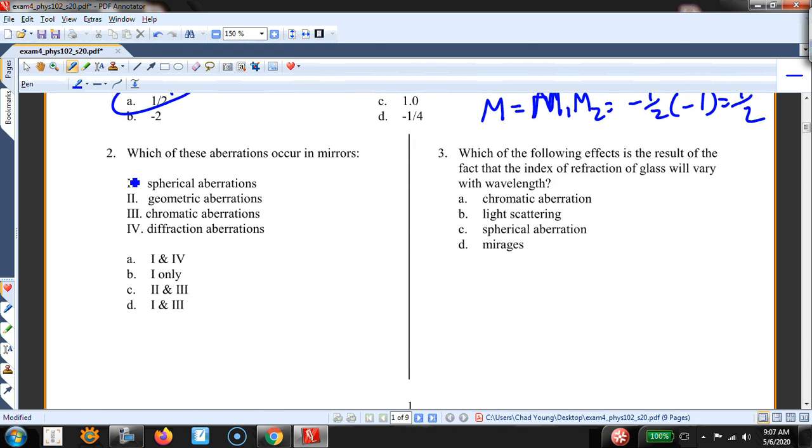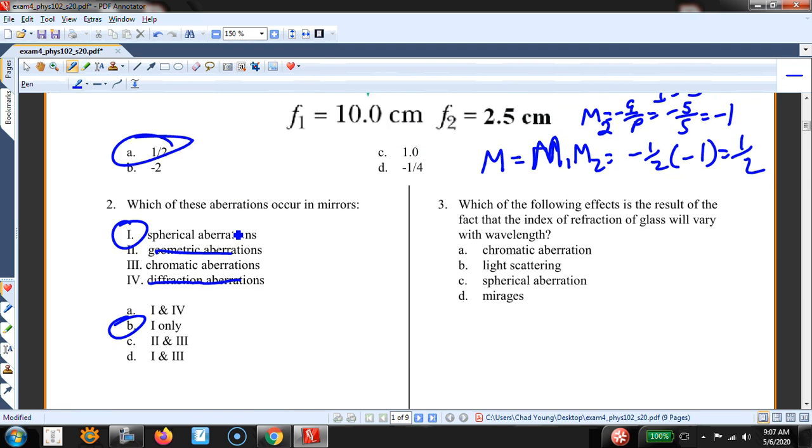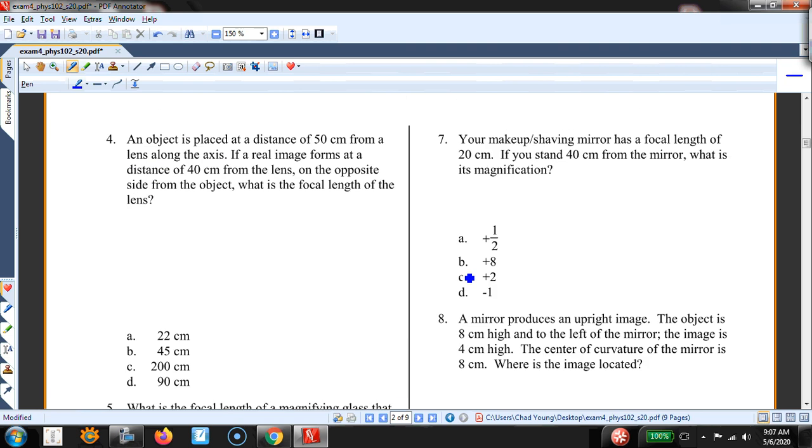Which of these aberrations occur in mirrors? One only. In fact, geometric and diffraction aberrations, well, actually those are sort of aberrations, but we haven't talked about them. But chromatic aberrations don't occur in mirrors because chromatic aberrations are due to the index of refraction of the refracting object. And in mirrors, there is no refraction. Which of the following effects is the result of the fact that the index of refraction of glass will vary with the wavelength? Oh, that's what I just said. It's chromatic aberration.